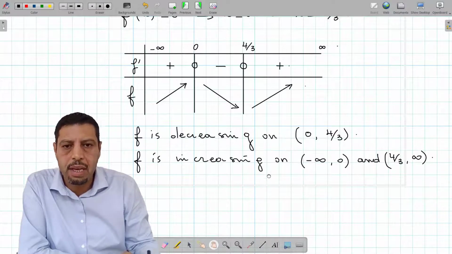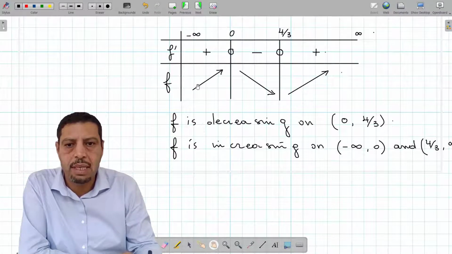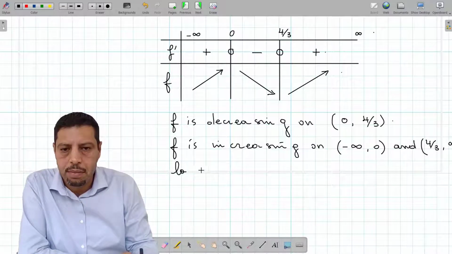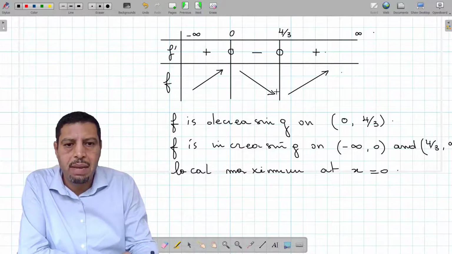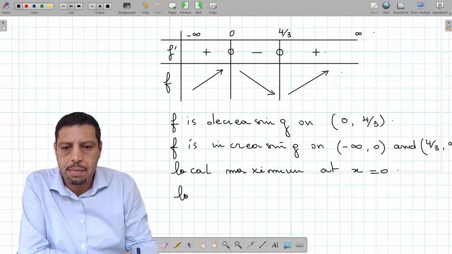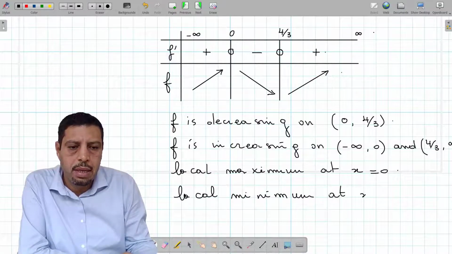Okay? Now we're going to determine or find the local extrema. You see that at 0 here, we have a local extremum since before 0, f is increasing, and then after 0, it's decreasing. So we have a local maximum at x equals 0. And we have a local minimum at x equals 4 over 3. So we are done with this first function.